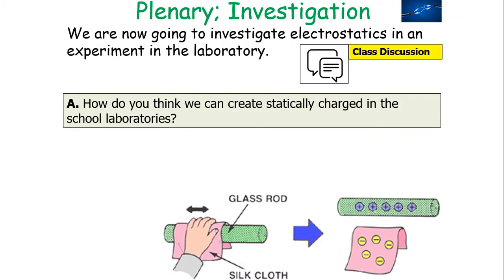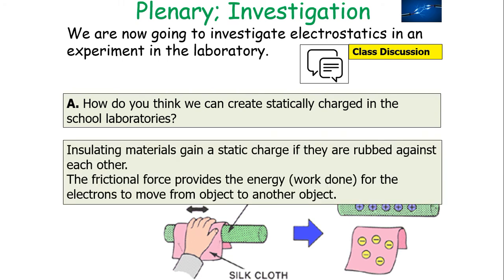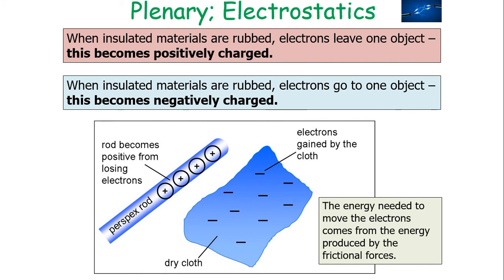Now, we can also create statically charged objects in school labs, because insulating materials can gain a static charge if they're rubbed against each other. The frictional force provides the energy, the work done, for the electrons to move from one object to another object. So when insulating materials are rubbed, electrons leave one object, so it becomes positively charged, and then the electrons go to another object, which becomes negatively charged.